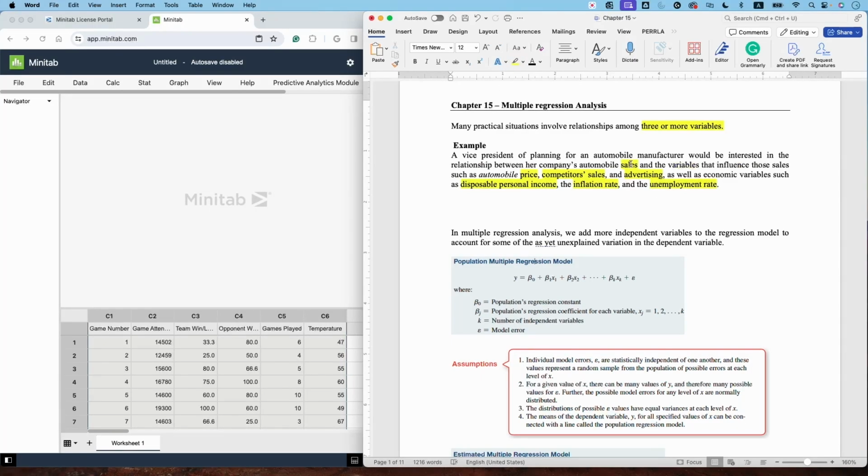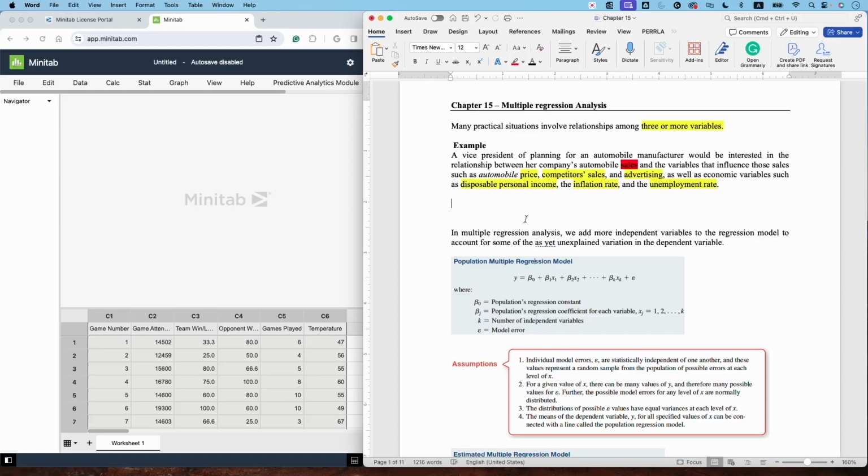Let me change the sales color so we know this is my major variable. So this is the sales, the dependent variable, and we believe that all of these independent variables may contribute to the variation of the sales. So now how many variables do we have? 1, 2, 3, 4, 5, 6. We have 6 variables, or this vice president believes that these 6 variables may contribute to or influence the automobile sales, okay?